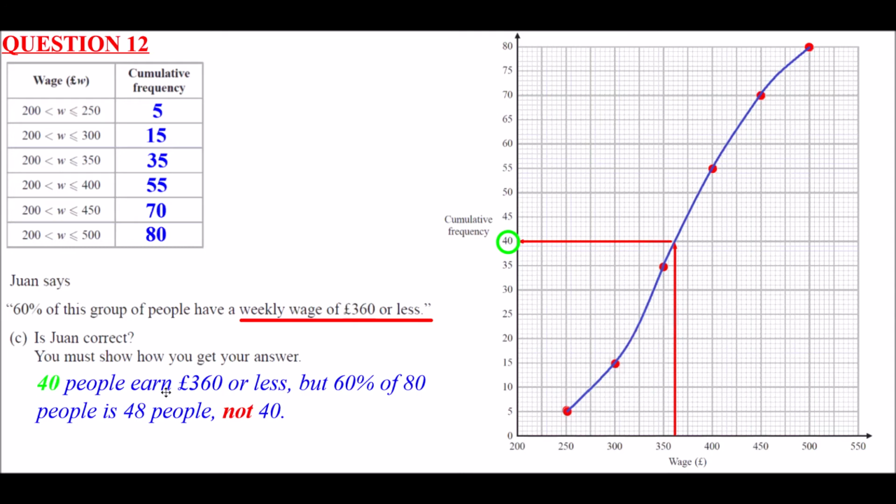So because 40 people earn £360 or less, that's not the same as what this is saying, because 60% of 80 people would have been 48 people, not 40. So if this read off and got to 48, which would be 60% of 80, he'd be correct. But because 40 out of 80 is 50% of the people, not 60, 1 is wrong. So something like this and some explanation like this would get you the full marks for part C of question 12. So in other words, 1 is incorrect, unfortunately for him.